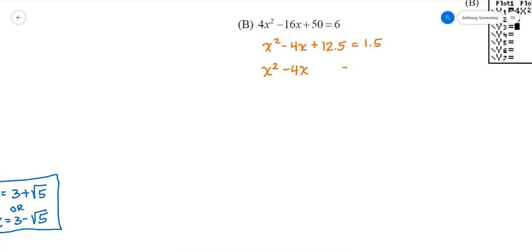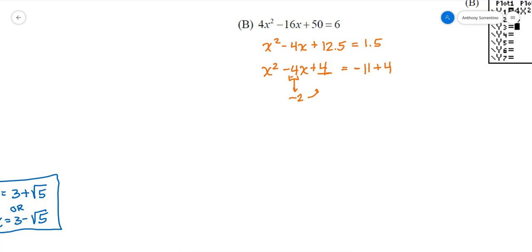I'm going to subtract 12.5 from both sides. That's going to give me a negative 11 over here. So in some cases, when you start off, some fractions might disappear, and sometimes you might end up getting more of them. Remember, we want this term over here to be 1/2 of this term squared. So if I take half of this term, I get negative 2, and I square it, I'm going to add 4 to this side to make that a perfect square trinomial, which means I also have to add 4 to this side to keep the equation balanced.